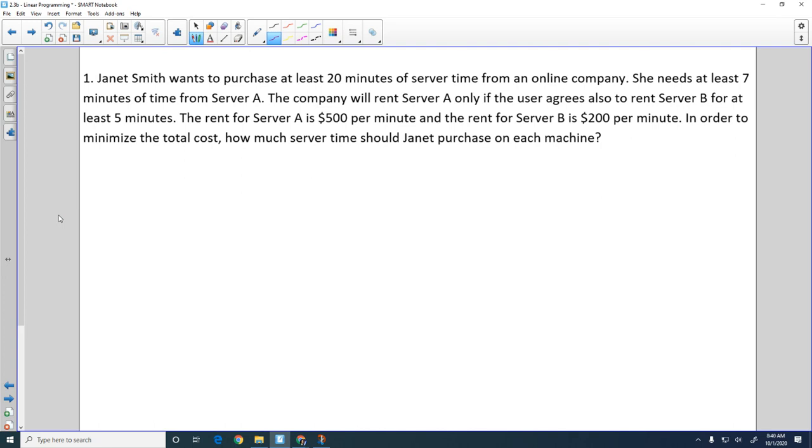And in order to minimize the total cost, how much server time should Janet purchase on each of those machines? So hopefully you can already see what your 2 variables are going to be for step number 1, X and Y. And then looking at that optimization word, you can see what you're trying to maximize or minimize. Use that to create your Z function. And after you do that, then go ahead and write your constraints. Ready, go.